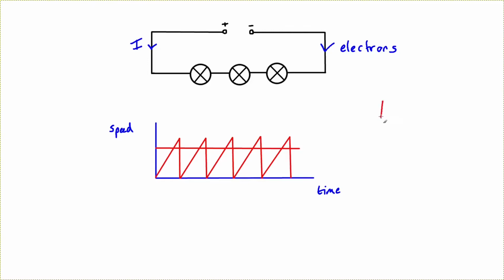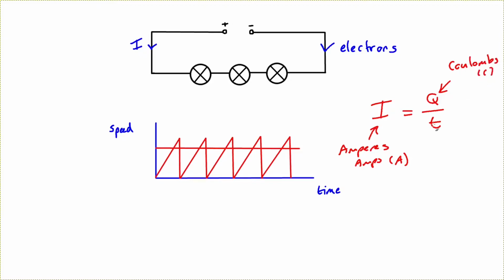And we can define the current flowing in the circuit to be the rate of flow of charge around the circuit. So the current, which is measured in amperes, or amps for short, symbol A, is simply the charge in coulombs multiplied by the time in seconds.